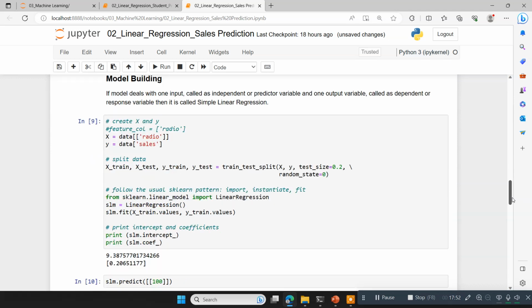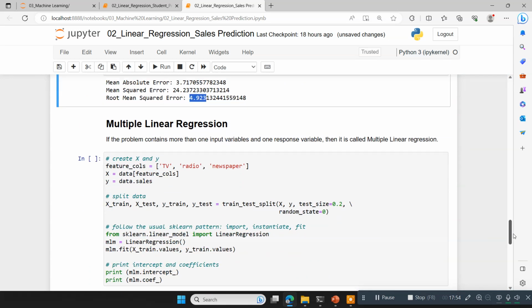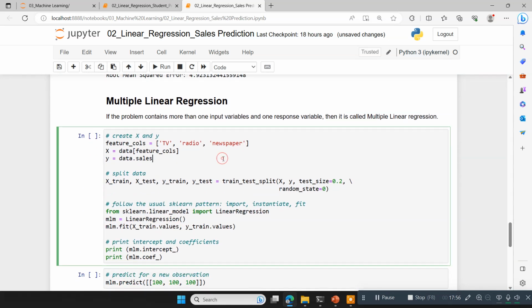So next let us build another model, that is multiple linear regression. So what is multiple linear regression? You can take more than one variable. Okay, more than one variable. In other terms, we can say multiple predictors or multiple independent variables.